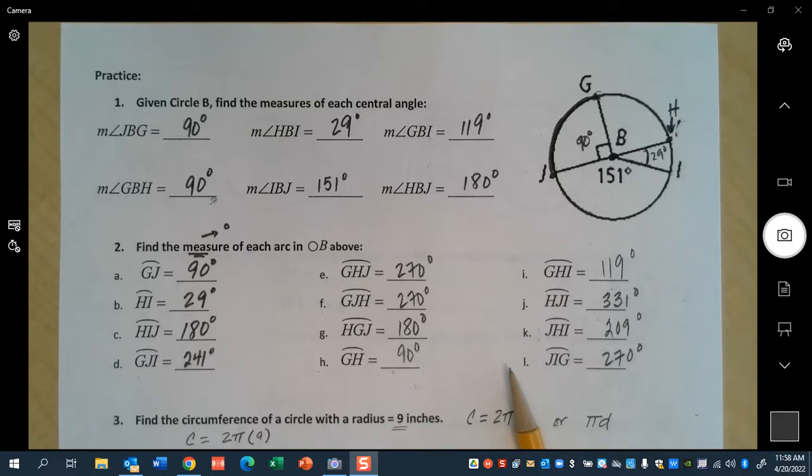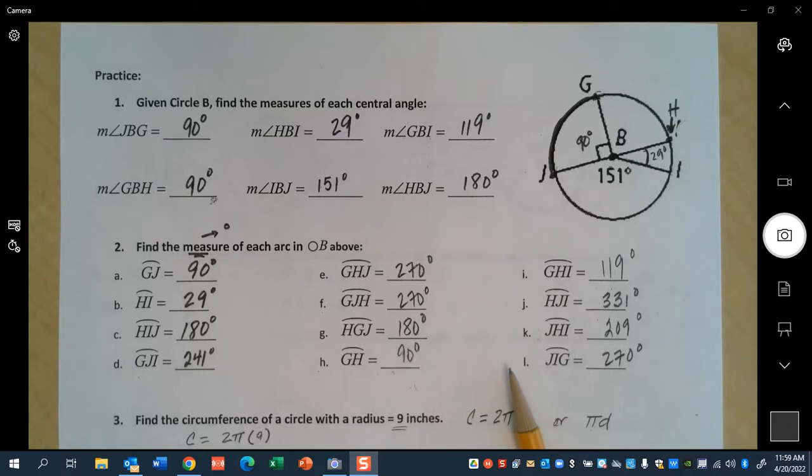Now when we talk about the measures of each arc, because they're talking measures, we know we're talking degrees. And I can define each of those arcs. So I know that GJ is the short way around the circle because there's no third point. So I'm not going the long way, I'm doing the short way. HI is just this little one. Now HIJ is a semicircle. And I saw another one here where it was 3 letters, but I didn't have to go the long way. Maybe I'm thinking of another one.